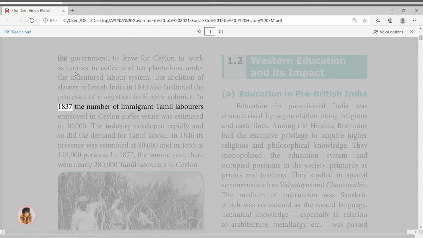In 1837 the number of immigrant Tamil labourers employed in Ceylon coffee estate was estimated at 10,000. The industry developed rapidly and so did the demand for Tamil labour. In 1846 its presence was estimated at 80,000 and in 1855 at 128,000 persons. In 1877, the famine year, there were nearly 380,000 Tamil labourers in Ceylon.